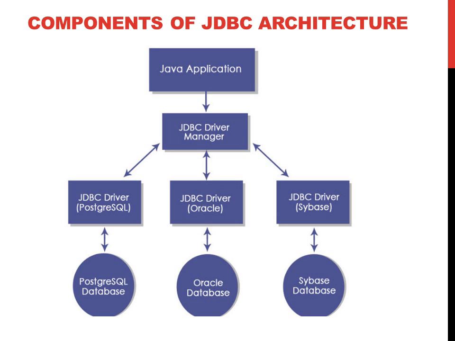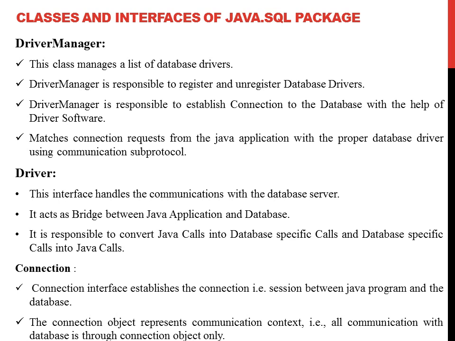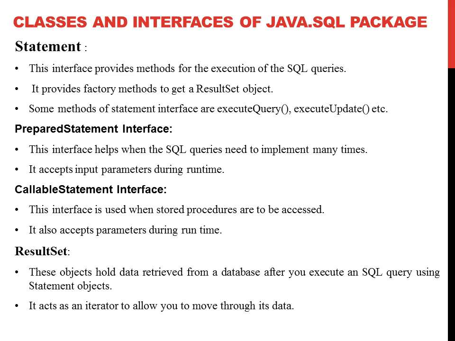So this is a figure of JDBC architecture. Java application, JDBC driver manager, JDBC driver, and database. Next one is the driver manager class. Driver interface is there. Connection interface, then statement interface, prepared statement interface, callable statement interface, and finally result set. All these classes and interfaces help your Java program to establish a connection to the database. They help to write and execute SQL queries, and also help to process or analyze the result stored in the result set object.